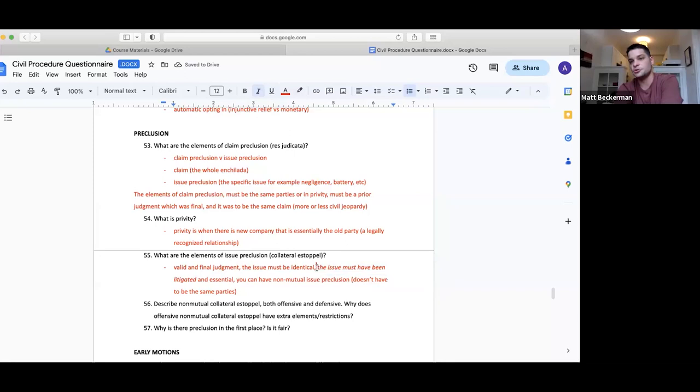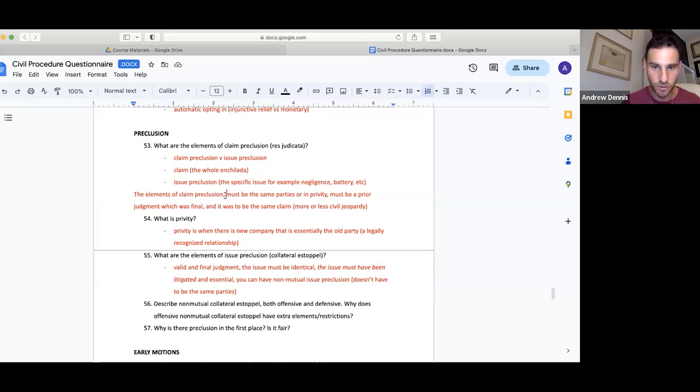So when it comes to things that are heavily tested and sneaky, I think that's important. For issue preclusion, the issue must actually have been decided. And for claim preclusion, it must be the same parties. I think if you could just tease those two things out from today's discussion, that's not bad.